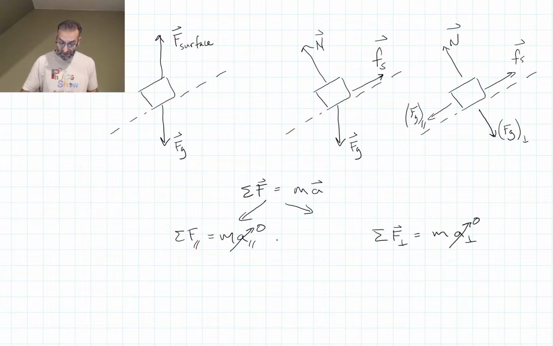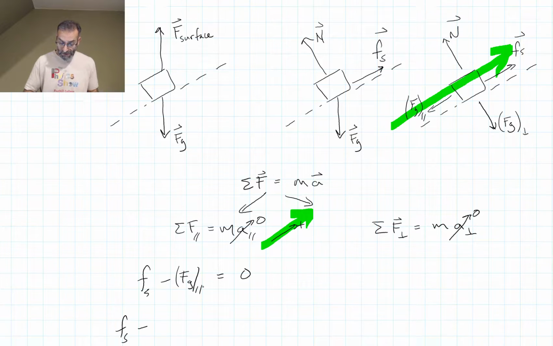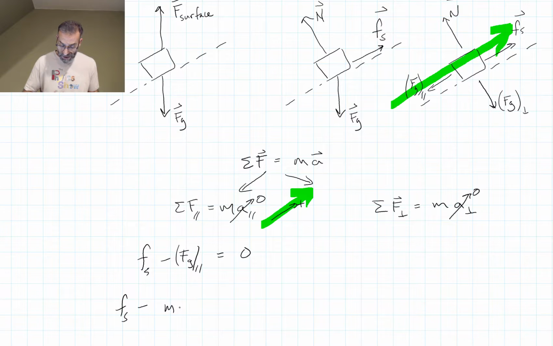And I pick a direction as positive. I can pick up the incline as my positive direction. So in other words, I'll use green highlighter here for my positive direction. This is my positive direction. That means I have F sub s in the positive direction, F sub g parallel in the negative direction, and those two have to add up to be 0 since my acceleration is 0. And I know F sub g parallel is mg sine theta.